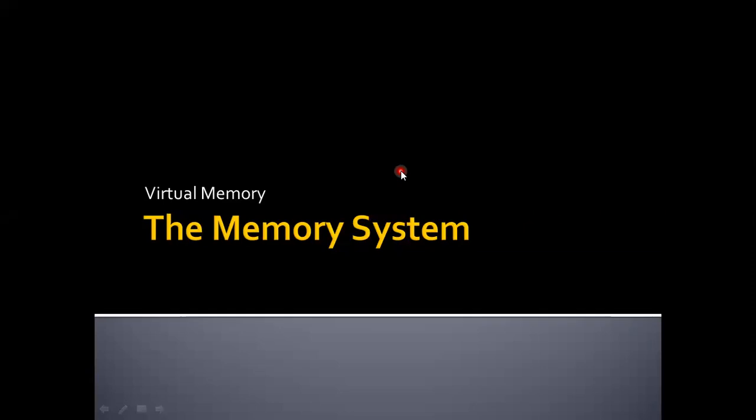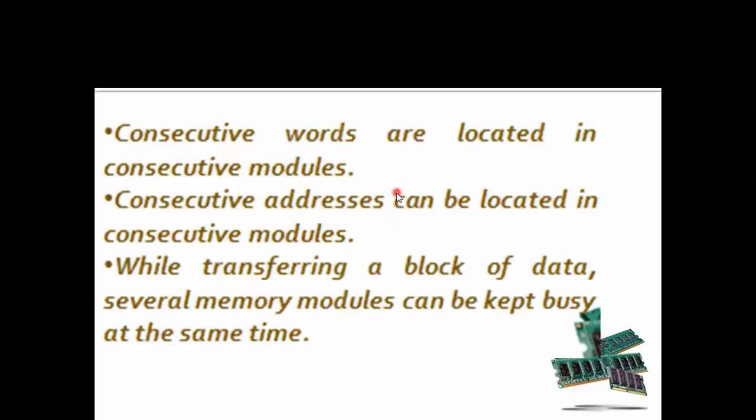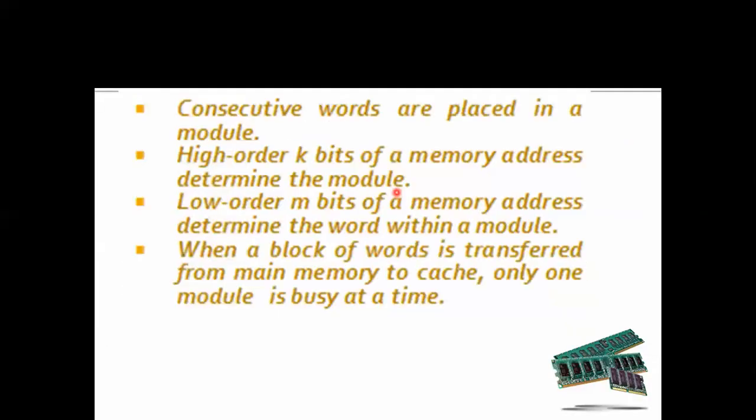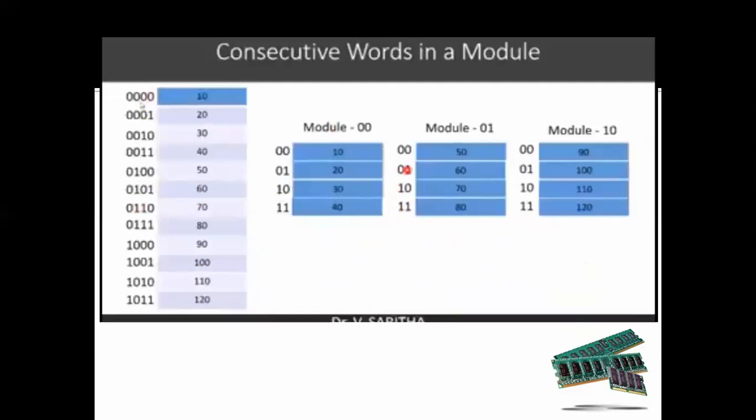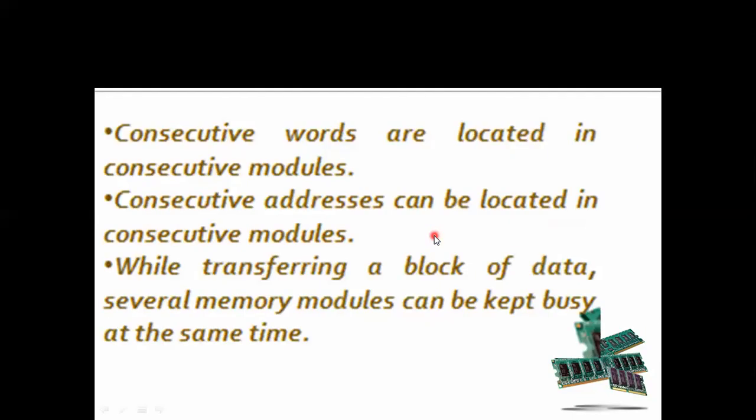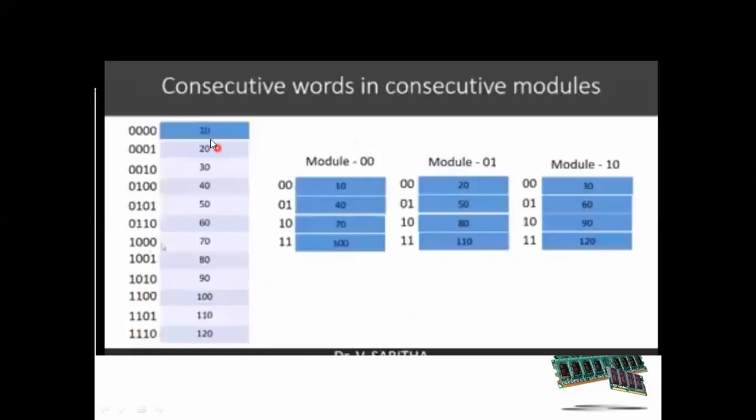In the previous class, we discussed the memory interleaving technique. In that technique, we have two methods. One method is where consecutive words are placed in a module, so we store all the data in different modules. The next method is where consecutive words are located in consecutive modules, that is, data in different address locations are stored in different modules like this. This was discussed in the previous class.